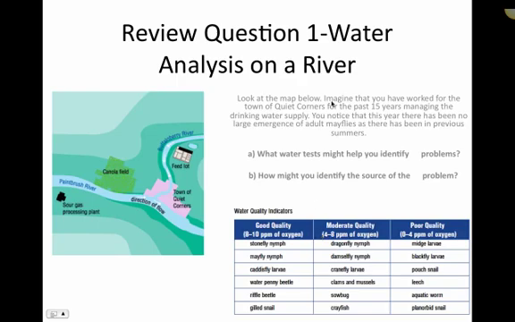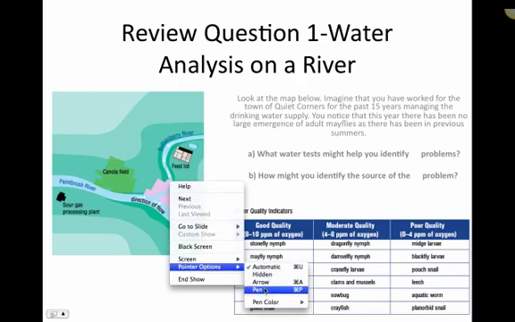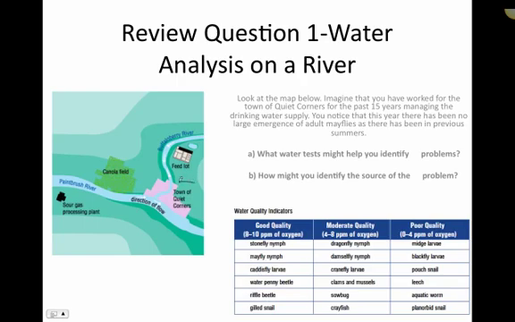Hi there, let's look at 5 practice questions related to some things we've talked about in regards to monitoring the environment. So if you look at the map below, imagine that you've worked for the town of Quiet Corners, which is right here. You notice that, and you've been managing the drinking water supply.